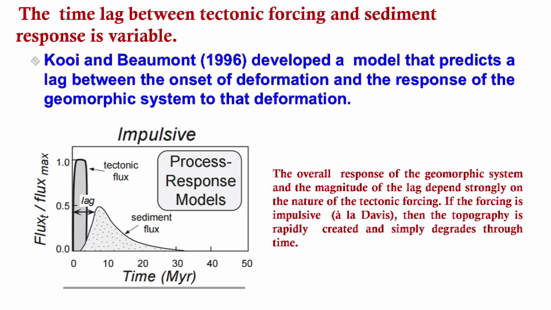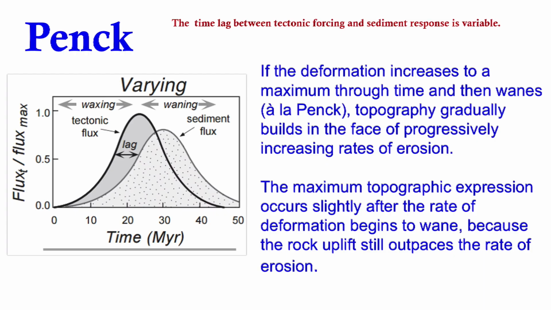If the forcing is impulsive, as we discussed in the Davis model, then the topography is rapidly created and degrades through time. In the Penck model, if the deformation increases to a maximum through time and then wanes, topography gradually builds in the phase of progressively increasing rate of erosion. The maximum topographic expression occurs slightly after the rate of deformation begins to wane, because the rock uplift still outpaces the rate of erosion. So again, we can see that there is a lag between these.